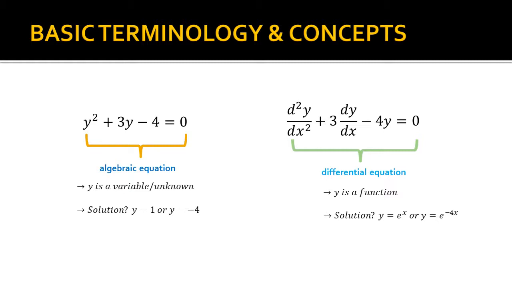The second equation is an illustration of a differential equation. It is expressed in terms of the variable y and its derivatives with respect to another variable x. Unlike the algebraic equation, the variable y in the differential equation is a function, and the solutions for the given differential equation are in the form of functions y equals e to the power of x or y equals e to the power of -4x.